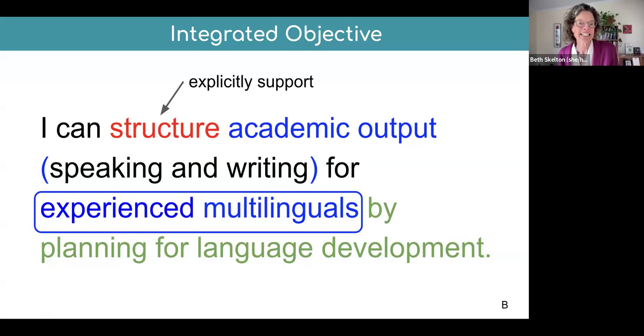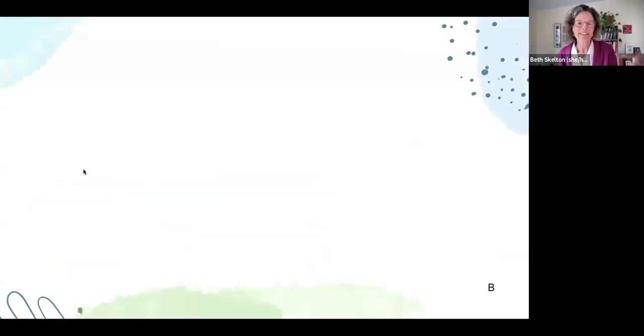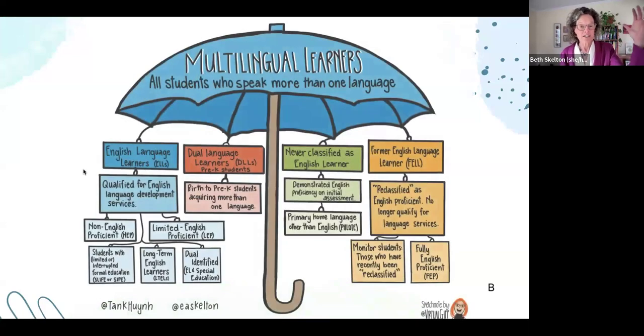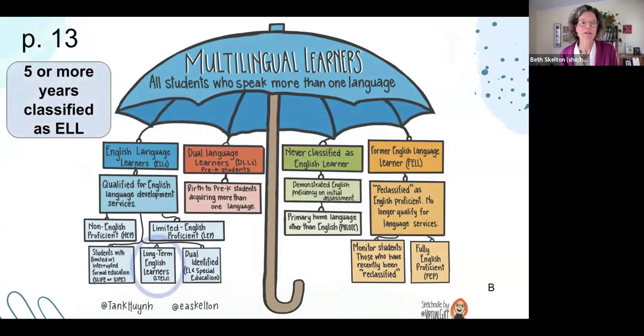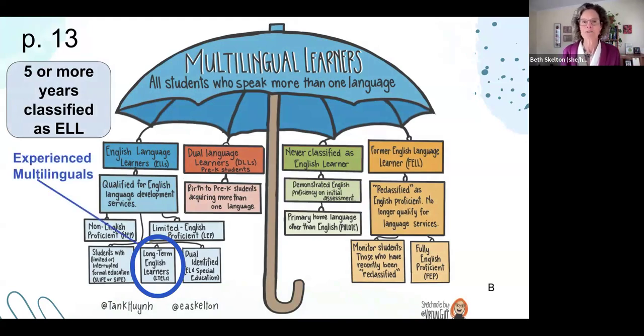When we talk about them, that's the title of the book. This is a specific subgroup that fits under a bigger umbrella, and you'll see that on this slide. This group of multilingual learners falls under all multilingual learners, but they are those students who have been learning in English in an English medium environment for 5 or more years and have been classified as English learners. So these are what we consider in some places in the world long-term English learners. Tan and I are advocating for a more assets-based term, experienced multilinguals.